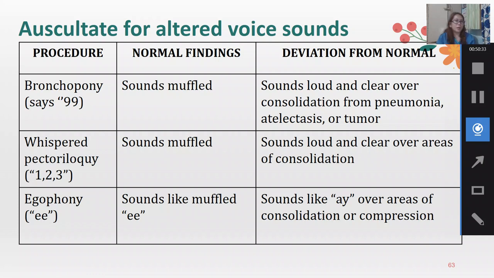So auscultate for altered voice sounds. Again, paano mo auscultate ito? Using naman yung pattern pa rin in auscultation. And you can ask the client to say 99, or you ask the client to say 1, 2, 3 or E. The normal findings, pag 99, the sound is muffled. Same with the 1, 2, 3. For egophony, the sound is like a muffled E. So that is your bronchophony, whispered pectoriloquy, and egophony. For bronchophony, the sound is loud and clear over consolidation from pneumonia or atelectasis or tumor. Ayan yung abnormal. For whispered pectoriloquy, the sound is loud and clear over the areas of consolidation. Egophony, the sound is like A over the areas of consolidation or compression. Those are the deviations from normal.